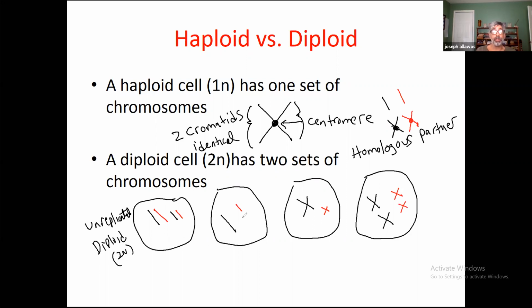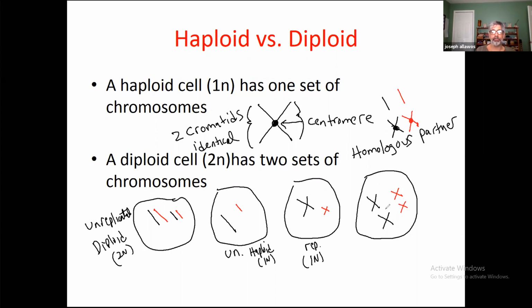Okay. What about this one? Is it replicated or unreplicated? Again, it's unreplicated, right? Is it haploid or diploid? Does this chromosome have a partner? It does not. Does this chromosome have a partner? It does not. We're using size to show the partnership. So this is haploid, or 1N. What about this one? Is it replicated or unreplicated? It's clearly replicated. Each chromosome has 2 identical sides, right? So it's replicated. Is it haploid or diploid? Are these partners? They are not partners. They're different sizes. So it is also haploid.